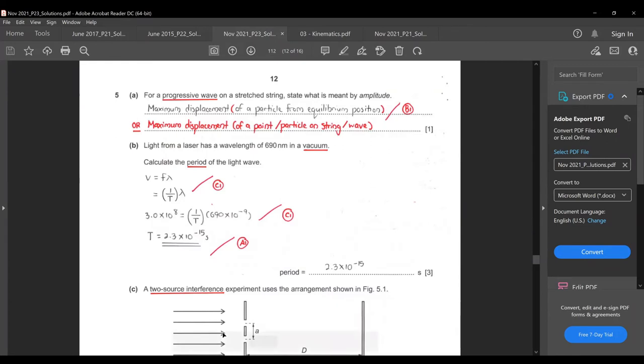Okay, let's just skip directly to question 5 instead. Okay, page 12.